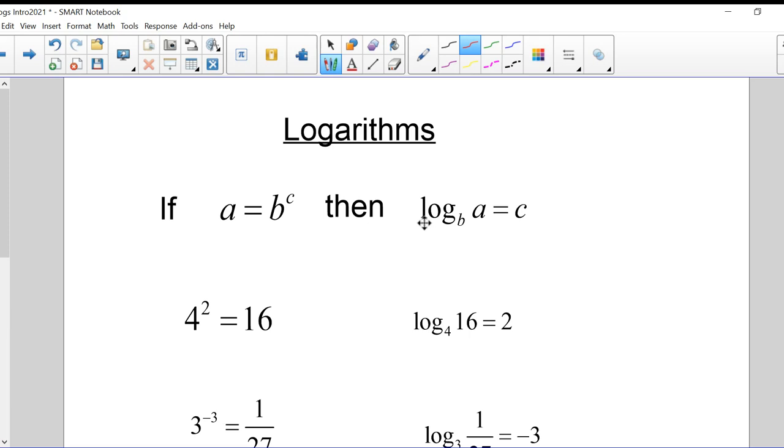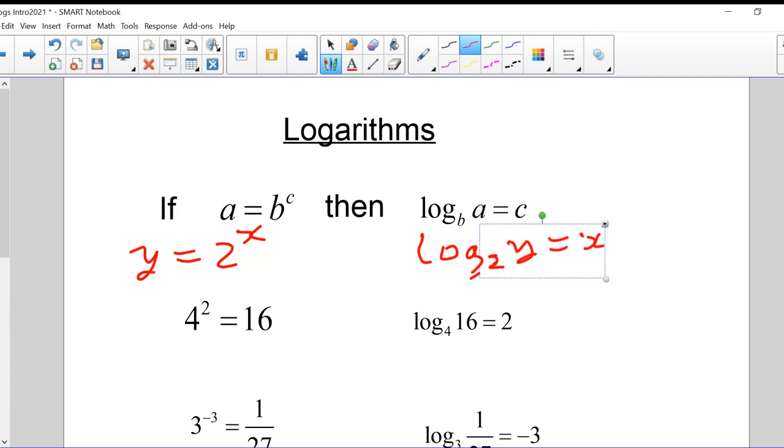If a is equal to b to the power of c, so we just had, for instance, y is equal to 2 to the power of x. That's what we just had a few minutes ago. Well, if that's the exponential function, then the log function would be log base 2 of y is equal to x. 2 to the power of x is equal to y. So that's really what the definition is.